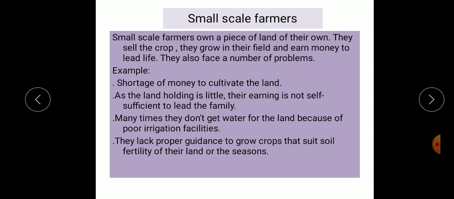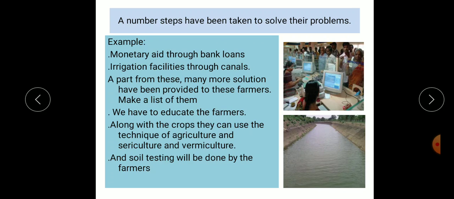So these are all the problems small scale farmers are facing. A number of steps have been taken to solve their problems.